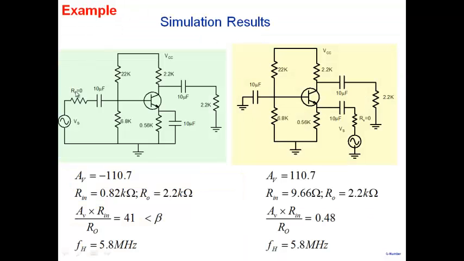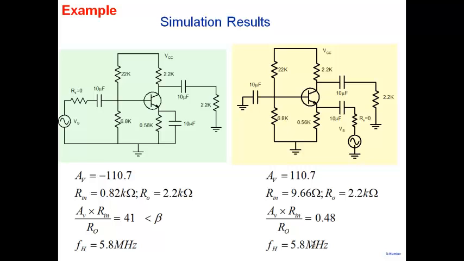I'll show you. For example, I have a common emitter amplifier and I have a common base amplifier. Note that both are biased in exactly the same manner. Everything is the same if you just look at the two. In one case, signal is being fed here. In the other case, signal is being fed from here. RS is 0 here. RS is 0 here. What do I find? Gains are the same. Input resistance, of course, we see a difference. Output resistances are the same. Upper cutoff frequencies, same.